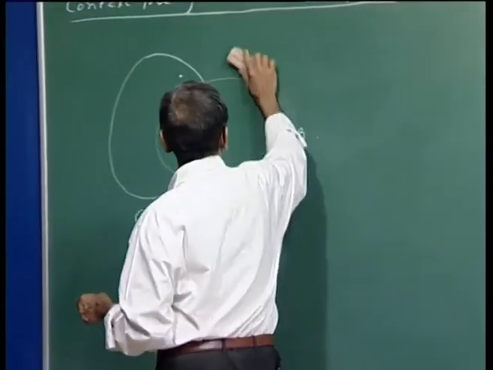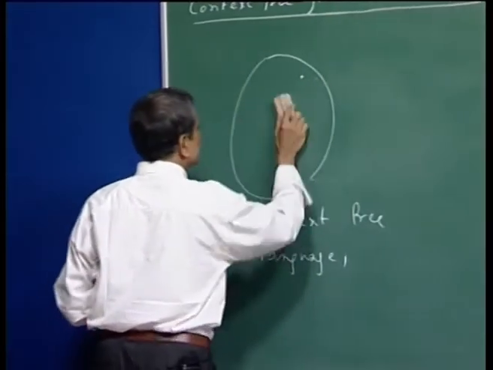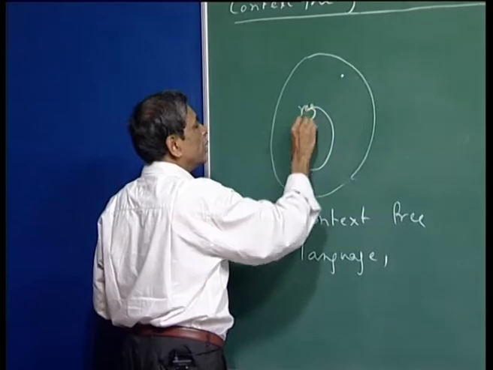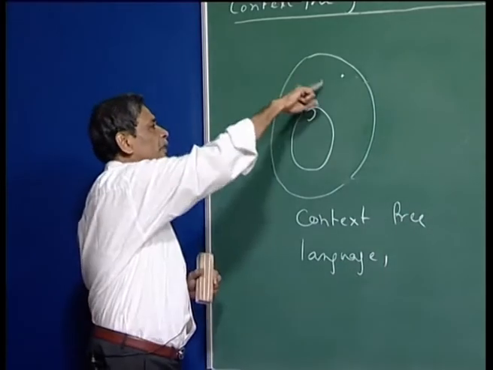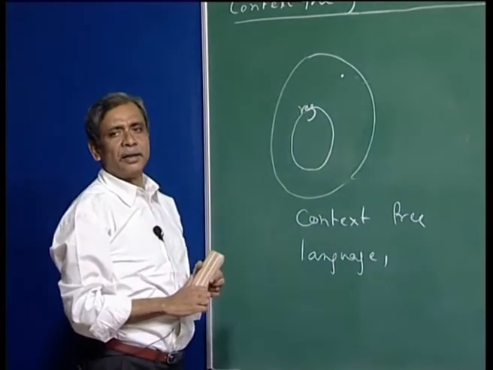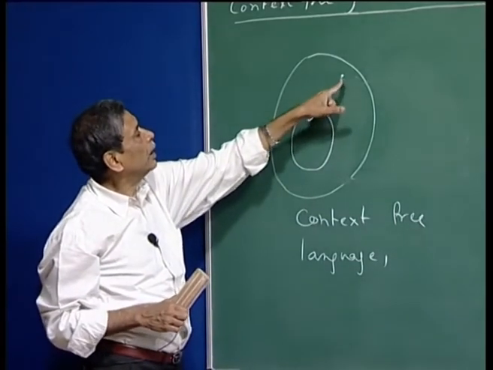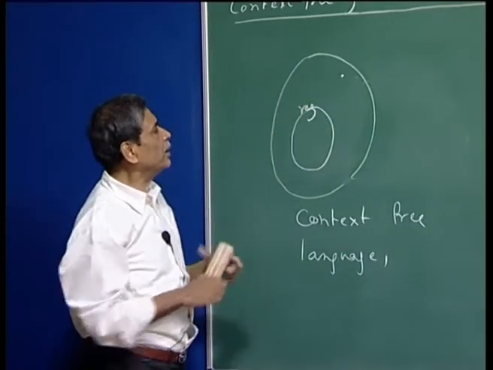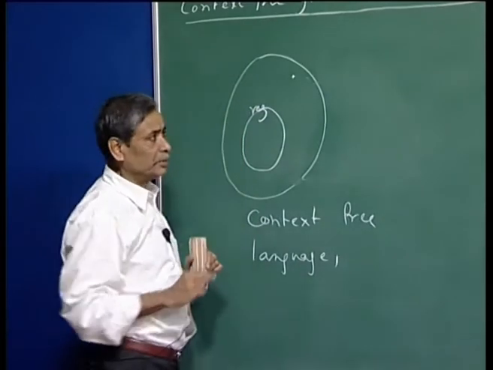In fact, all regular languages will be context-free languages. So, what does that statement mean in a picture? Here is the class of regular languages. When I say every regular language is also context-free, that means this class is a subset of the context-free class. What more, I know there are examples of languages which are context free, but not regular. So, this containment is actually proper, and this is really the right picture. I need to show you this.